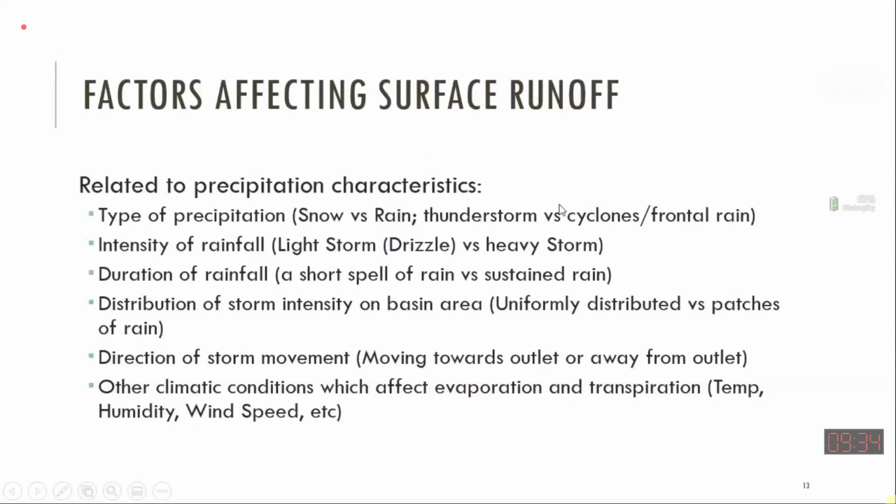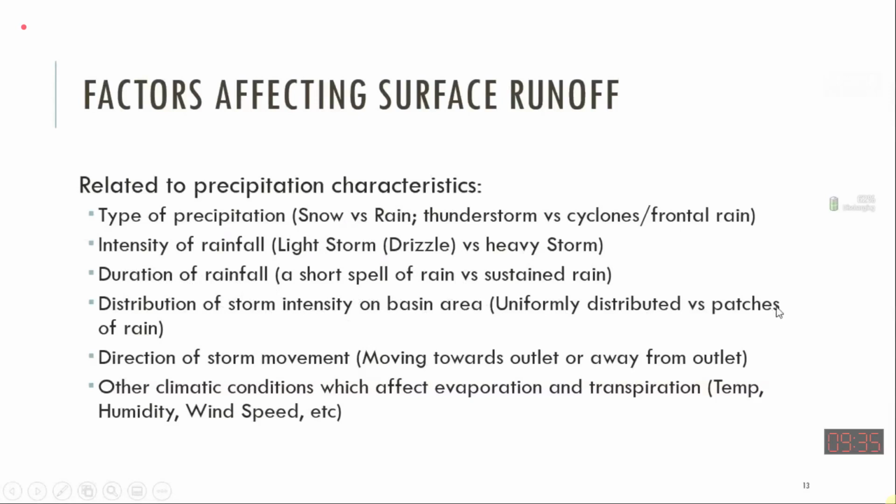And if it is a thunderstorm, or if it is a westerly kind of rainfall like it is happening now, it will be happening over a widespread area at a lower rate of rainfall. While if it is a cyclonic activity, it will be of short duration but may give a high rate of rainfall, in case of the cyclones and the frontal rainfall. So intensity of the rainfall, whether it is light or heavy, duration of the rainfall, whether it is short or longer sustained rainfall, distribution of the storm intensity on the basin area.